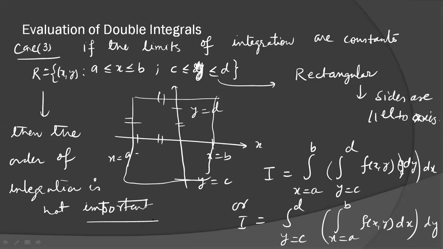So these are three cases: when x is constant, y is variable; when y is constant, x is variable; when both are constant. Both cannot be in the variable form. You can think by yourself why.